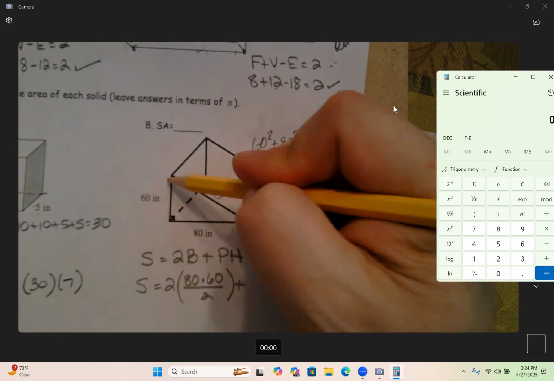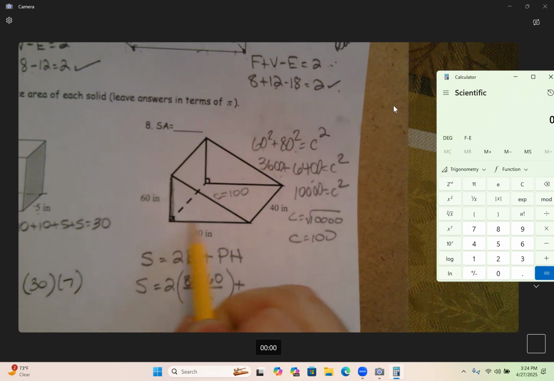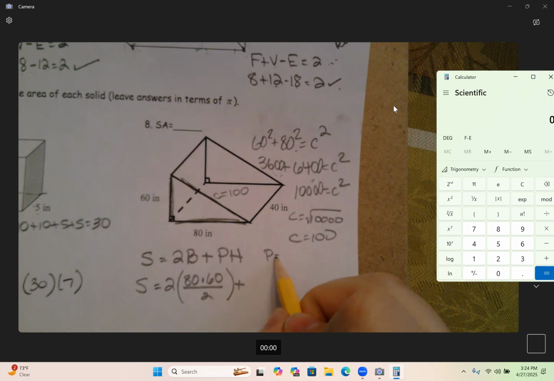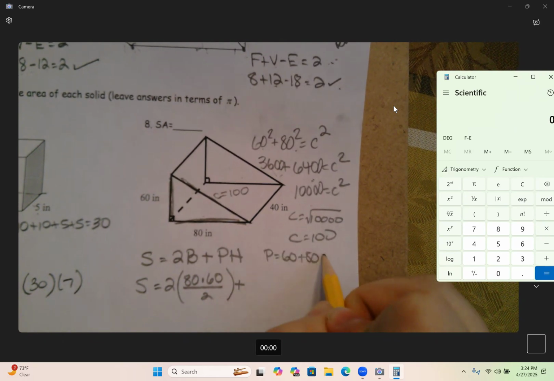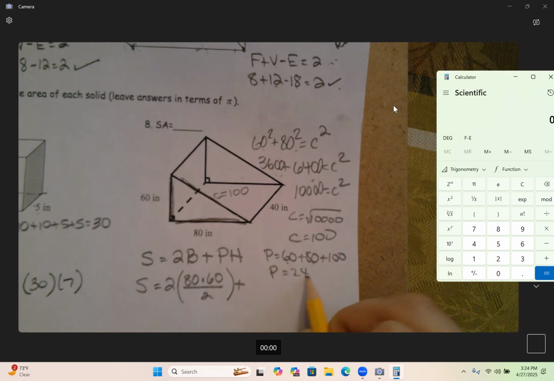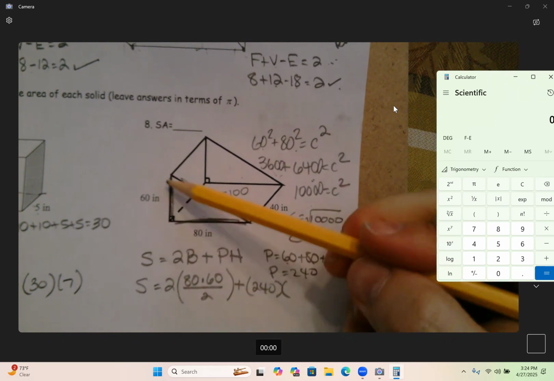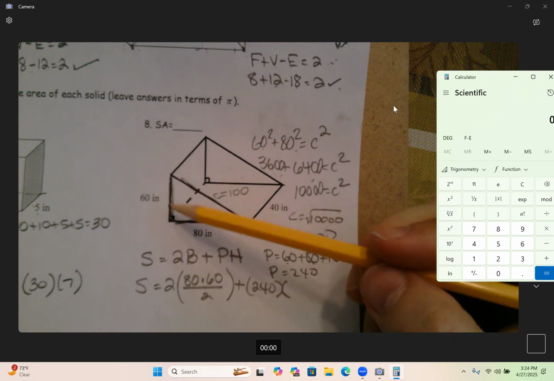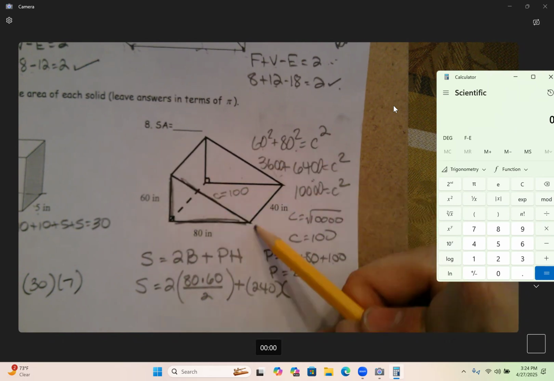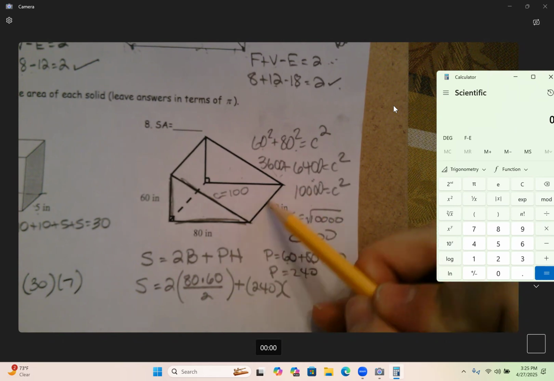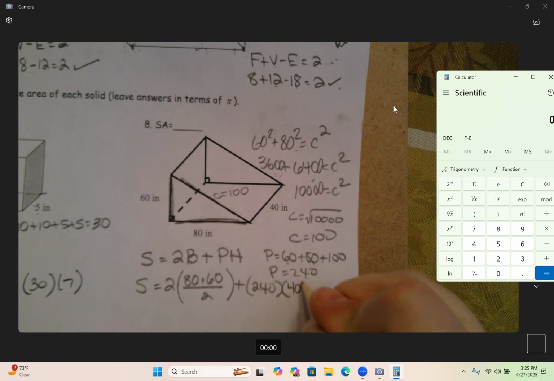So now 60 plus 80 plus 100 would give me the perimeter of the base. 60 plus 80 plus 100 is, well, this is 140, so that's 240. So 240 is the perimeter of the base. Now the height, remember the height is not 60. It's not how tall the figure is standing as it's drawn. It's the distance between the bases, the parallel and congruent bases. So the height is 40.